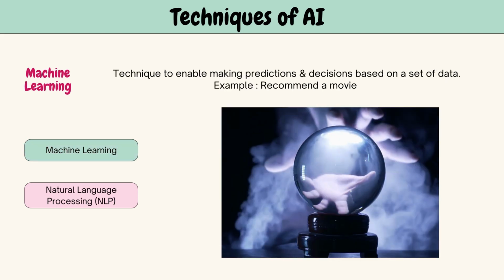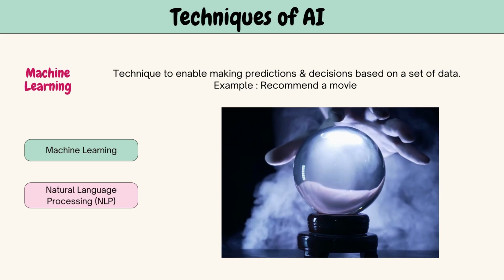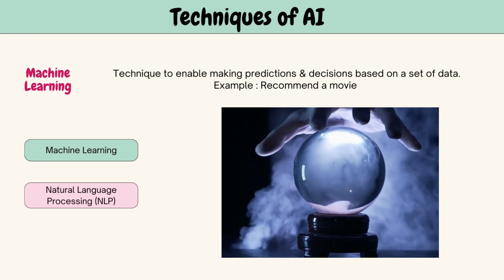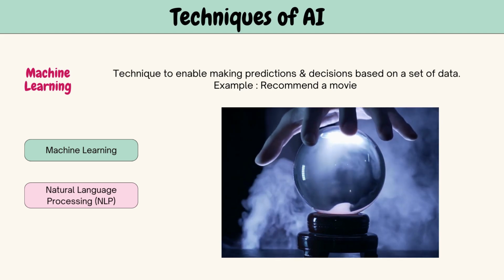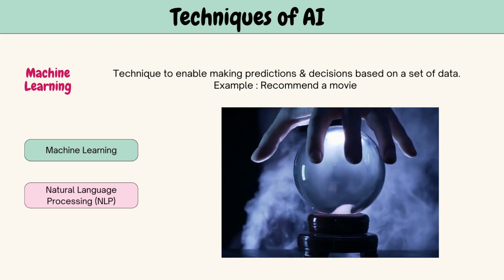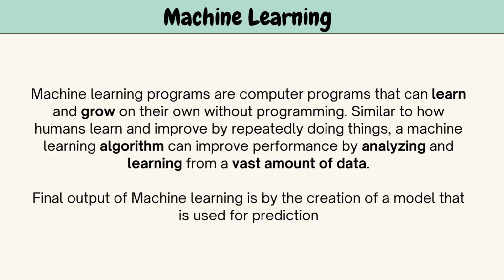So machine learning is a technique to enable making predictions and decisions based on a set of data. So recommending a movie or doing recommendations of what you should buy online and so on. If we want to see what machine learning actually means, machine learning programs are computer programs that can learn and grow on their own without programming. So similar to how a human actually learns and improves by repeatedly doing the same thing or different tasks, a machine learning algorithm can improve performance by analyzing and learning from a vast amount of data.